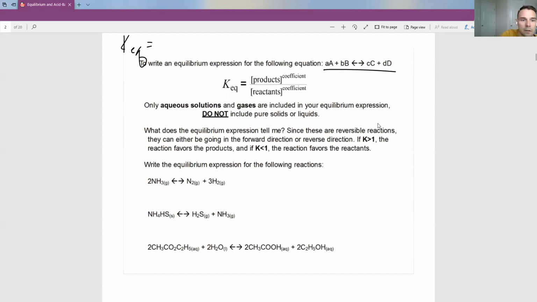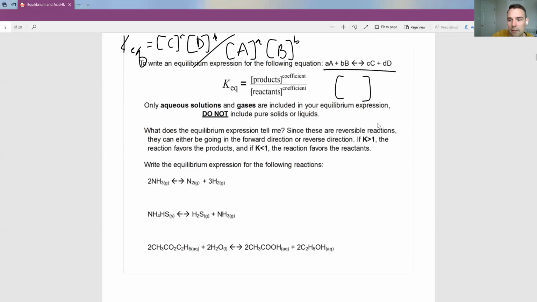It would look, so concentration of C raised to the c, concentration of D raised to the d, over concentration of A to the a times concentration of B raised to the b. Just so you know, brackets means concentration. We did talk about that already, I think, with solutions. So that would be the general form. Concentration of products raised to their coefficients divided by the concentration of reactants raised to their coefficients.